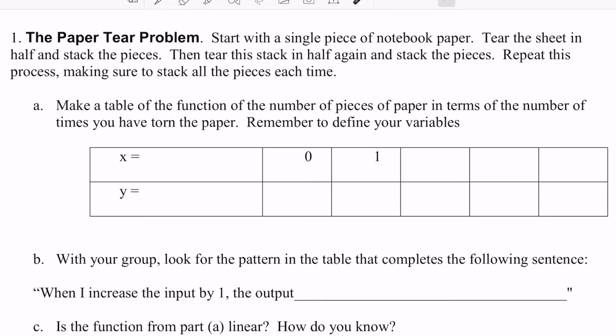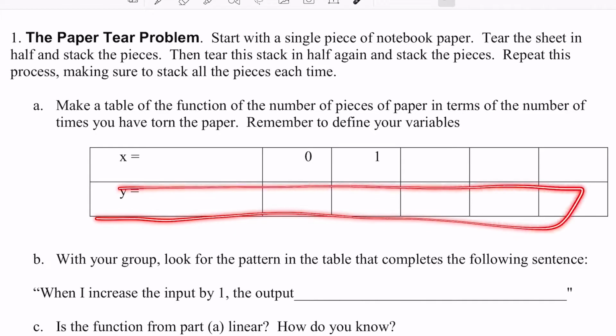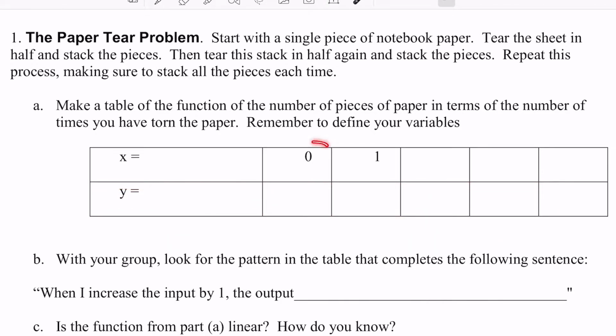We're then, for part A, going to make a table that shows the number of pieces of paper, Y, remaining after X tears. So 0 tears, 1, and we may as well fill in this top line, 2, 3, 4. So we're going to repeat this and tear the paper 4 times.